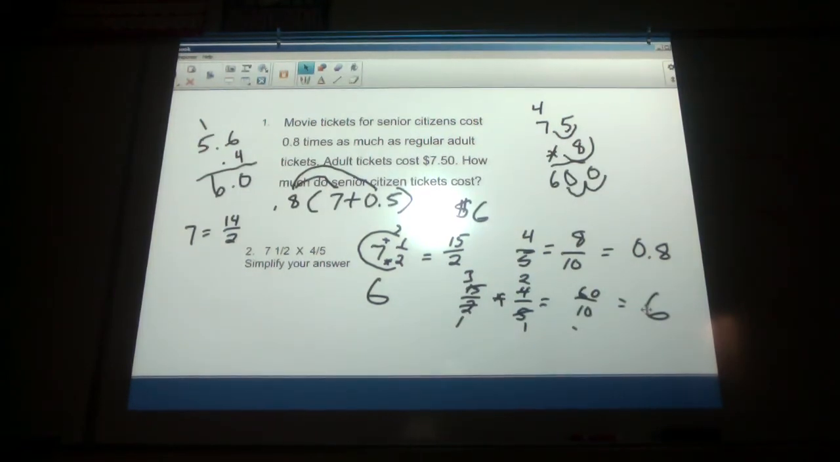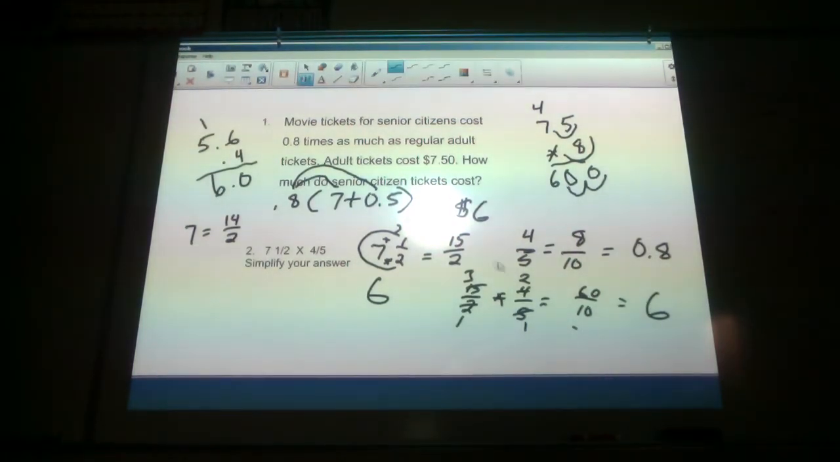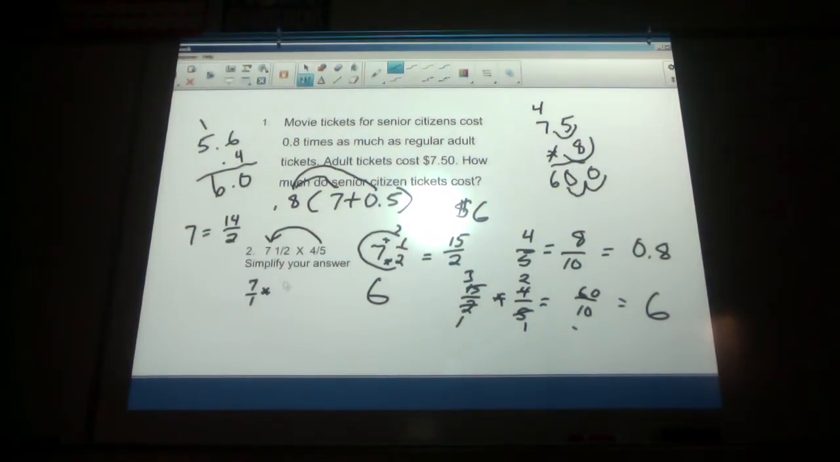I'm going to show the distributive property. I'm going to go a little bit quicker on this one. I'm going to take 4/5 times 7 first. 4/5 times 7. 7 over 1 times 4 over 5. And I get a grand total of 28/5.